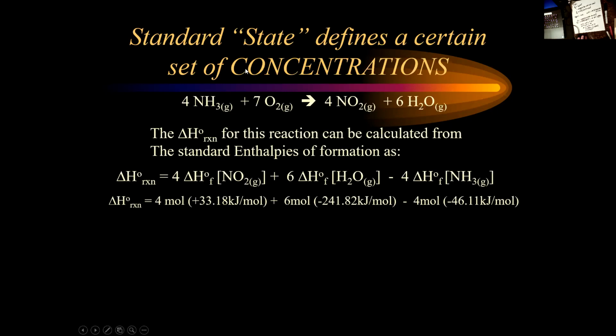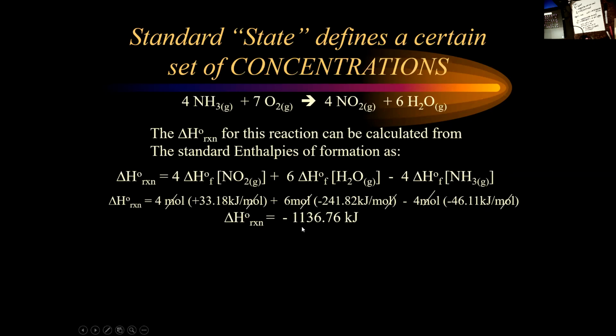I could find out how much energy is going to be given to that penny by looking at this. I got 4 moles of this. The value for NO2 in the back of the book is plus 33.18 kilojoules per mole. And I've got 6 moles of water, and that's 6 times the molar heat of formation of water, which is minus 241.82 kilojoules per mole. Then I need to subtract off 4 times the heat of formation of ammonia. In the back of the book, that's minus 46.11 kilojoules. I can do the math.